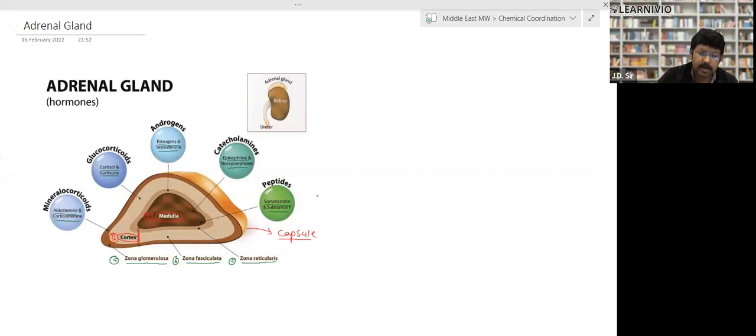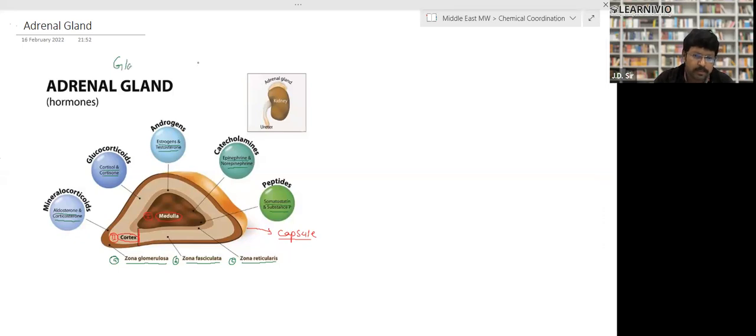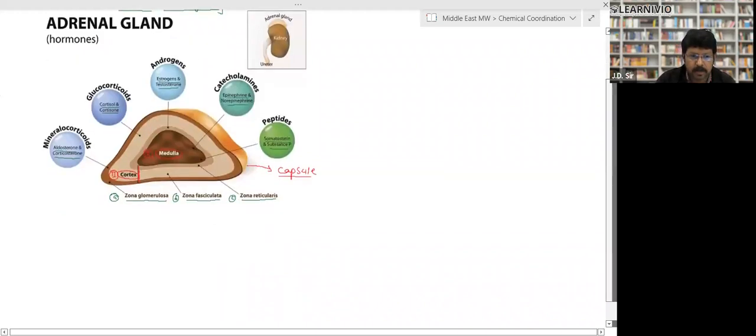Adrenal gland is also known as gland of emergency. First, please note it down. Adrenal gland is also known as gland of emergency. It is located at the top of the kidney.